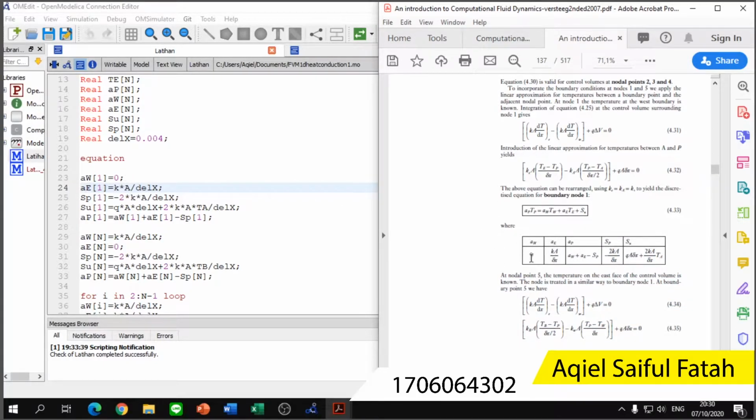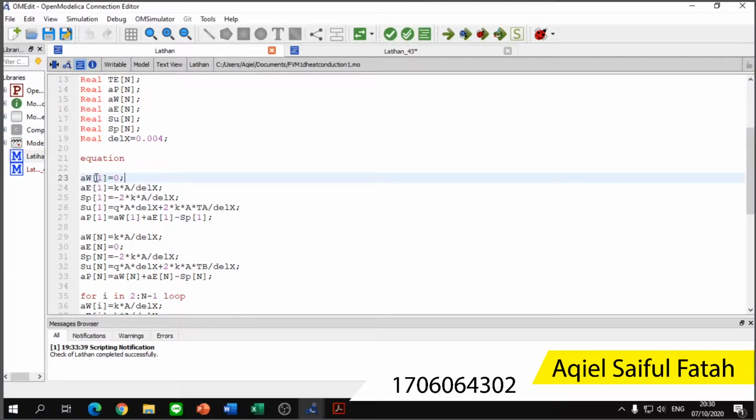So AW is equal to 0, so we put 0 next to AW1 equals, and then AE we fill in K times A per del X. We literally put del X because we define del X as that. And then you fill in everything until all is filled, and that'll be for boundary node 1, which is the first one, where there's the 1 in the close brackets.